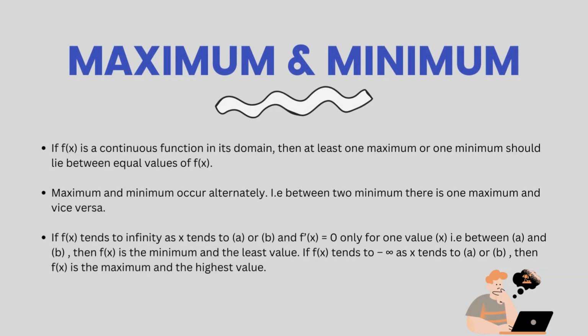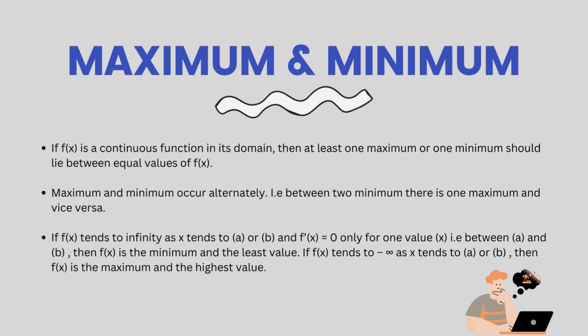Okay, today we are going to talk about maximum and minimum. If the function is a continuous function in its domain, then at least one maximum or one minimum should lie between equal values of the function. Maximum and minimum occur alternately. As an example, between two minimums there is one maximum and vice versa.